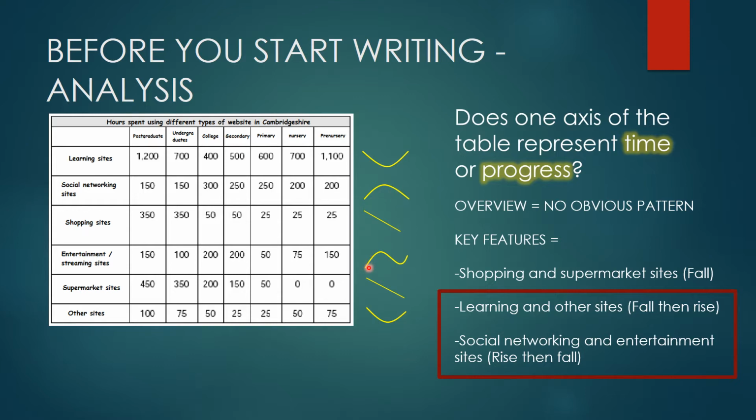So when I start writing, I'm going to write one full paragraph about shopping and supermarket sites, and then one paragraph about learning and other sites, and social networking and entertainment sites. I've chosen to do this because these two patterns are opposite to each other. Equally, you might find in data that two of your key features follow a similar pattern, in which case you might want to report these together in the same paragraph.